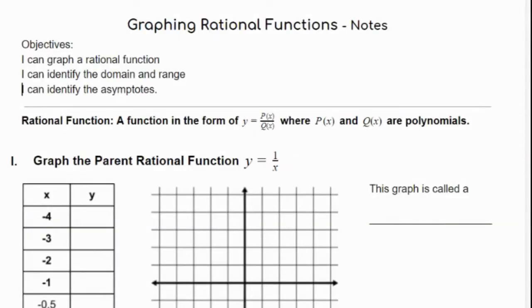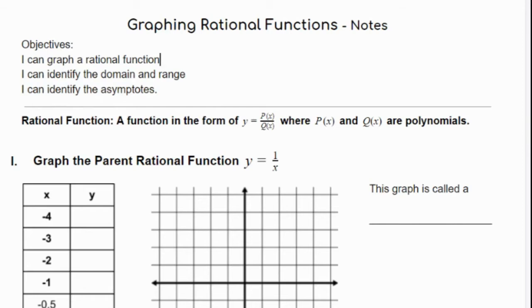Let's go. Targets for today are this. I can graph a rational function. I can identify the domain and range for a rational function. And I can identify the asymptotes for a rational function.